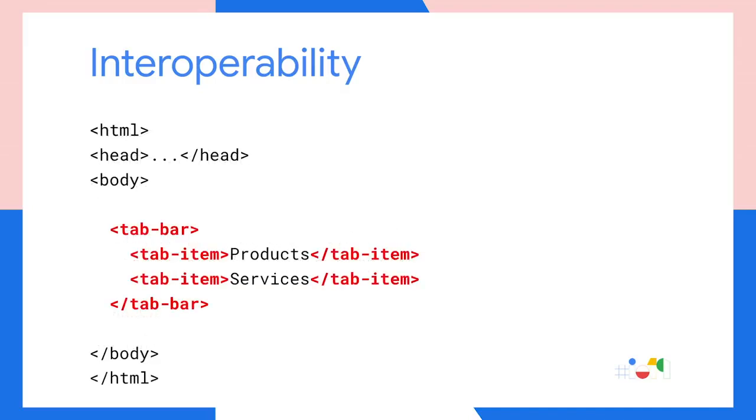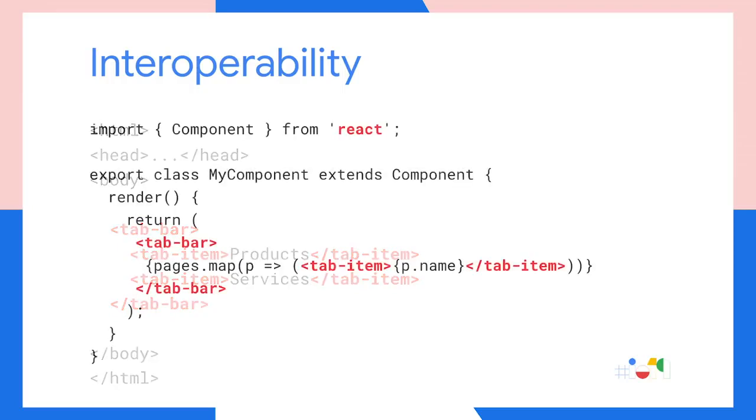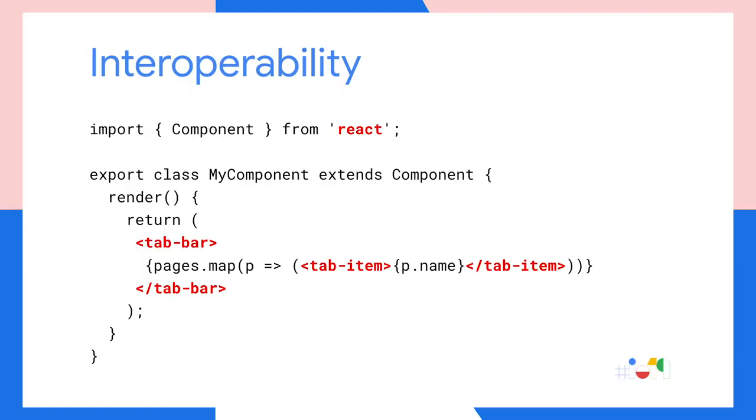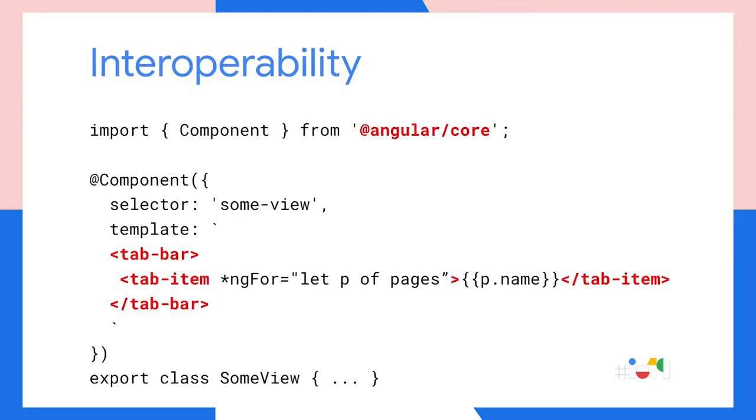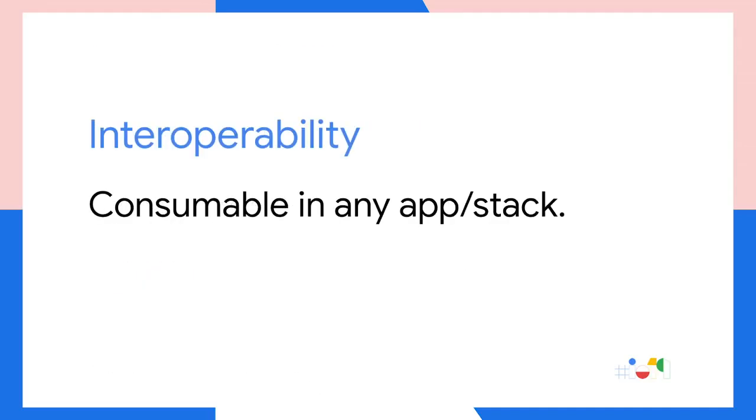So we can make a custom tab bar component, for example, and use that in markup on an HTML page. But also in all the popular frameworks like React or Angular, because web components can be expressed as real HTML and rendered by frameworks using standard DOM APIs. All of this means that once you've made an investment in creating components, they can be consumed more widely in a more diverse range of applications because they work with virtually any framework, anywhere the web works.